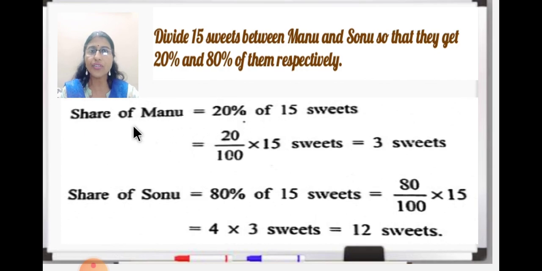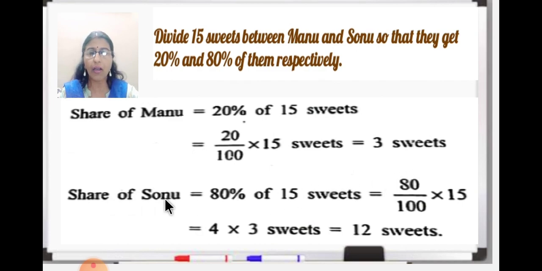First we will find out share of Manu. So that is 20% of total sweets. That is 15. So we'll write 20% of 15 sweets. Now 20% you know how to write. 20 upon 100 into, of means multiplication, and 15. And then we will reduce. 0 0 will be cut. 2 5s are 10. And then 15 and 5 again will reduce. We will get here 3. And then answer is 3 sweets.